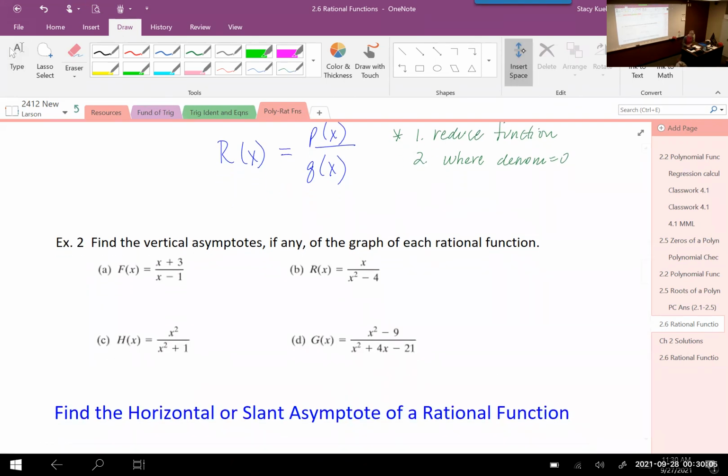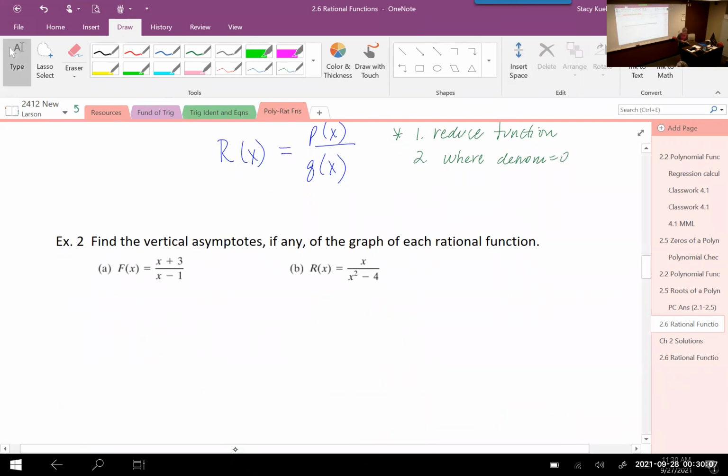So I have a couple examples here. The first one says x plus 3 over x minus 1. That's our first function. And I want to think, is there anything common I can reduce it with? Can I reduce, in other words, f of x?